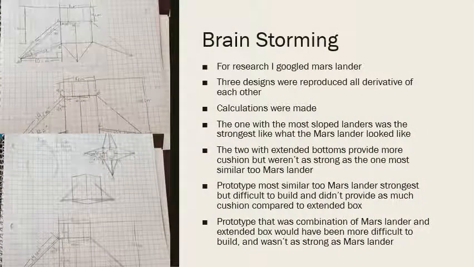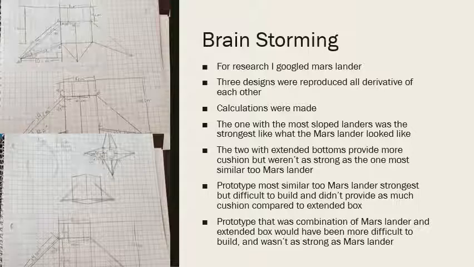Brainstorming. For some quick research, I just simply Googled Mars lander. From there, I was able to see the pictures of what the lander looked like. The 3 designs I produced were all derivative of one another. I made the calculations for each, and I decided to go with the one on the very top. That one I like to call the Mars lander because that is the one that kind of represents the lander the most. The other 2 I like to refer to as the extended bottoms.